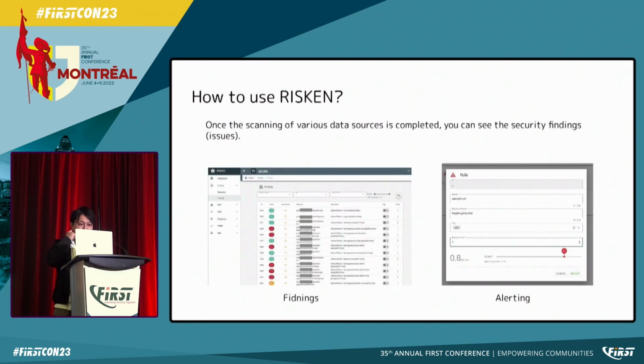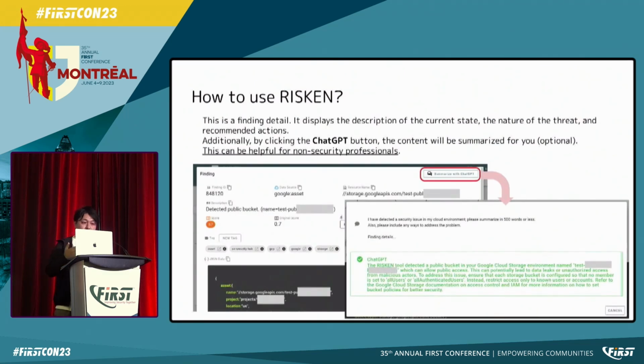Once the scanning of various data sources is completed, you can see the security findings. This is finding detail. It displays the description of current state or the nature of the threat and recommended actions. Additionally, by clicking ChatGPT button, the content will be summarized for you. This can be helpful for non-security specialists.